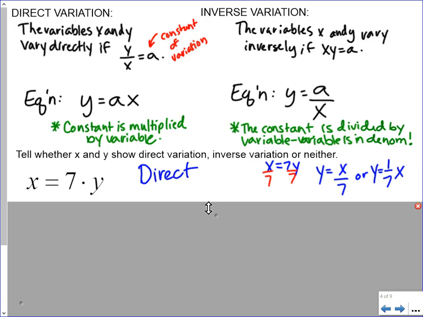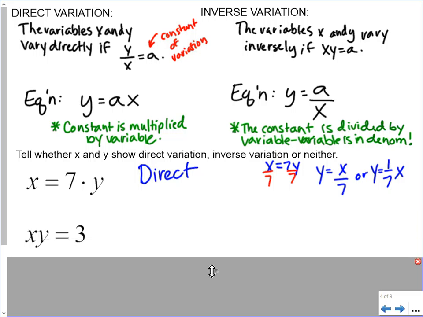So be really careful and really conscious. You can only label something inverse if, when you solve for one variable, the constant is getting divided by the other variable, so the variable's in the denominator. Okay. Let's try another one.